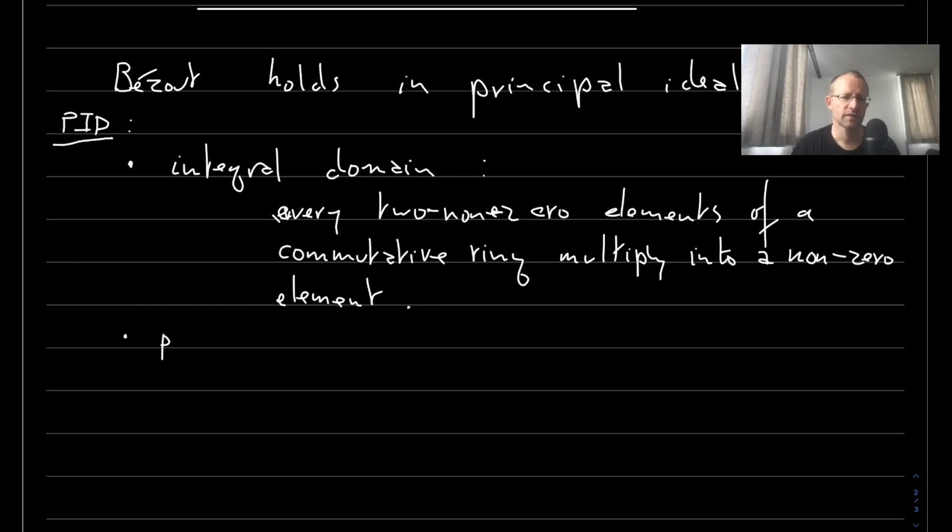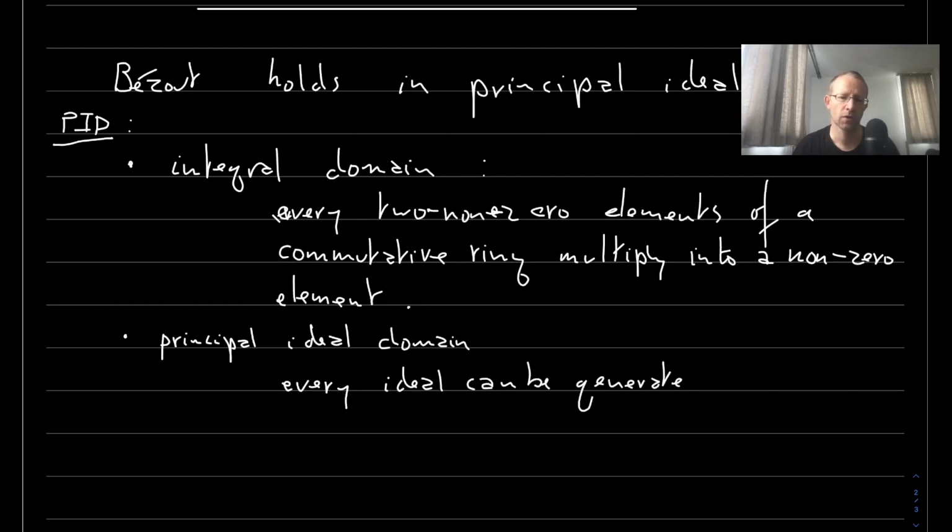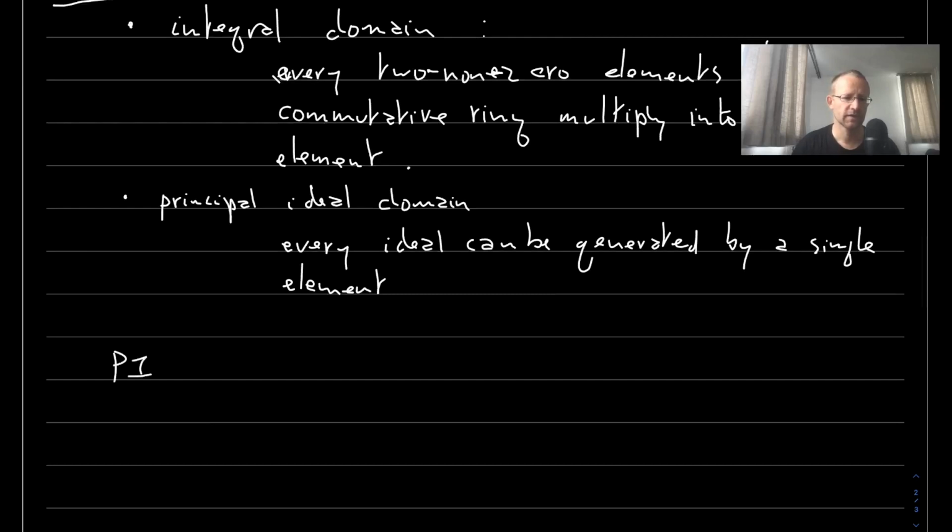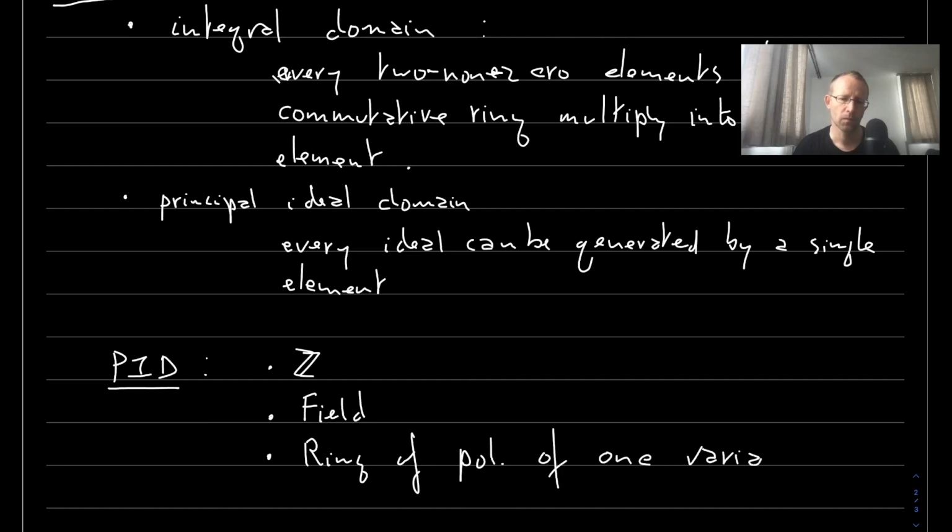and moreover it is a principal ideal domain if every ideal can be generated by a single element. So examples of principal ideal domains are the integers, in which we just saw Bézout's identity, as well as, for instance, every field, as well as, for instance, the ring of polynomials of one variable, and for instance, not the ring of polynomials of two variables.